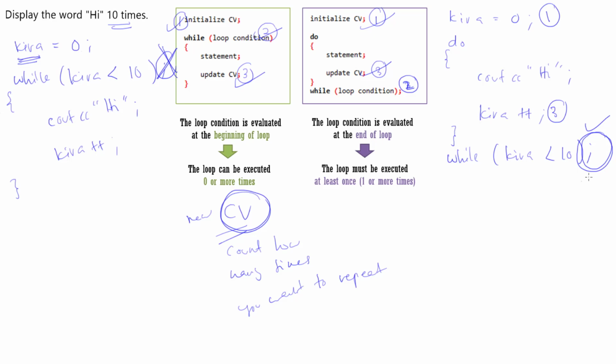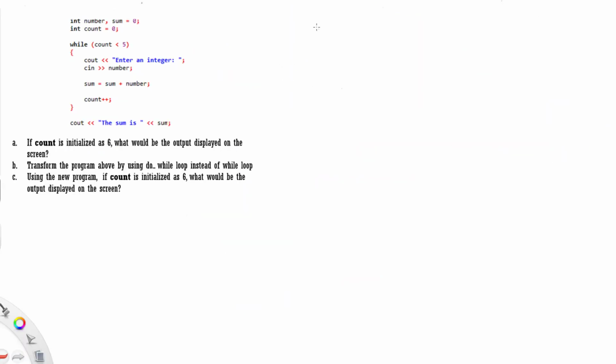With a do while loop, the condition is at the bottom. Okay, so that's the difference between these two. Okay, so let us take a look at this question right here. If I give you this program, the question says, if count is initialized as 6, what would be the output displayed on the screen?